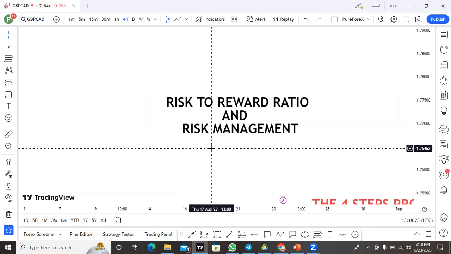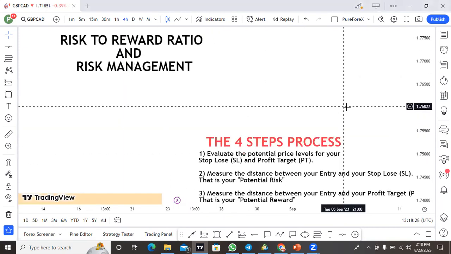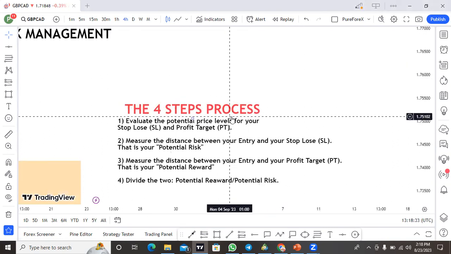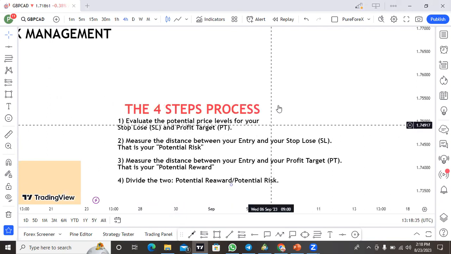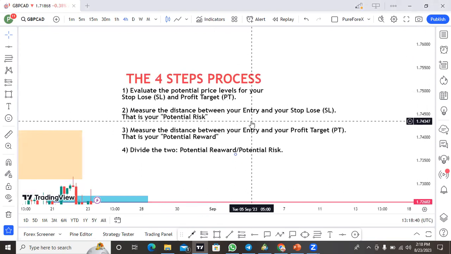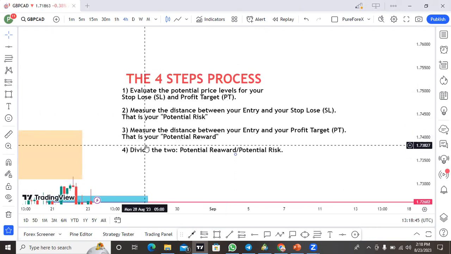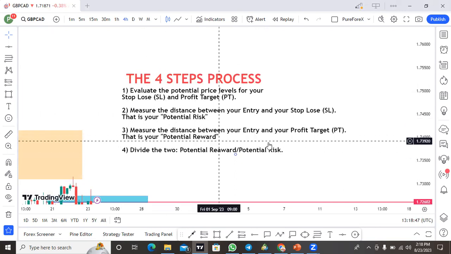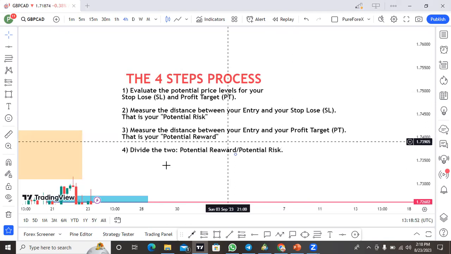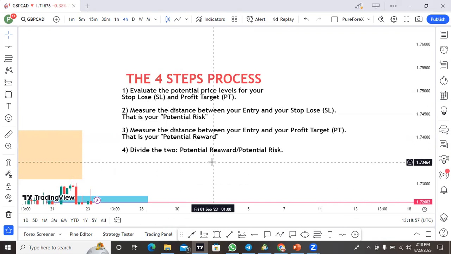There is a 4-step process to that, guys. Let's look at the 4-step process together. So these are the 4-step process. Step 1, evaluate the potential price levels for your stop loss and profit target, right? Step 2, measure the distance between your entry and your stop loss. That is your potential risk. Step 3, measure the distance between your entry and your profit target. That is your potential reward. Step 4, divide the two, potential reward over potential risk.